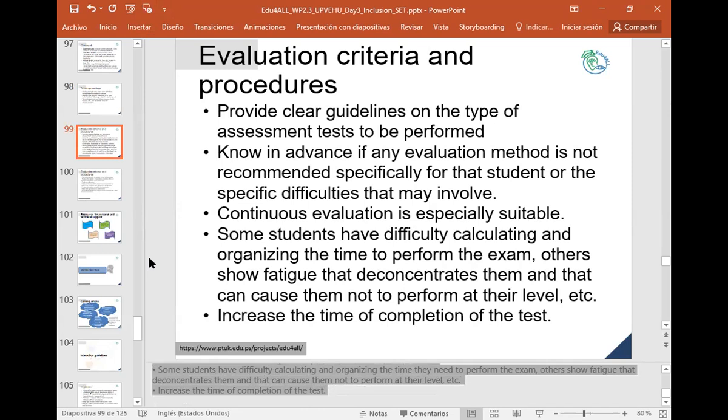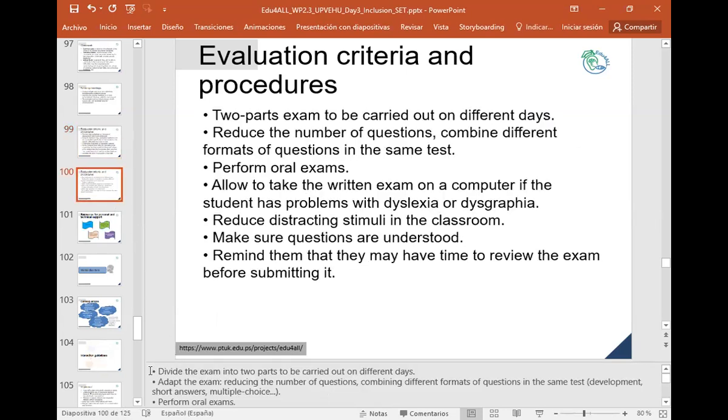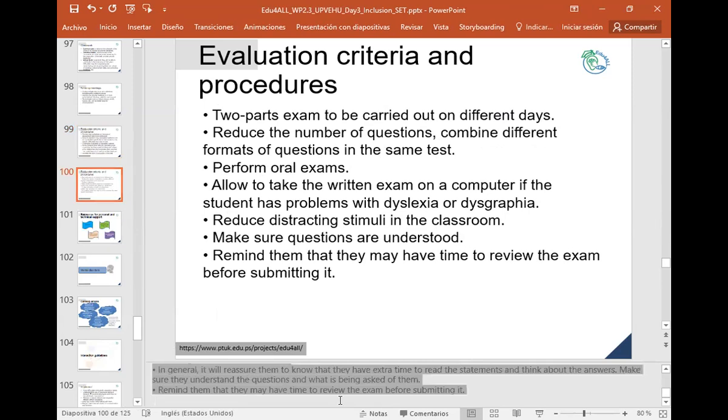Due to their characteristics and difficulties in executive functions, the feedback of each test can be of great help to improve their performance. Some students have difficulty calculating and organizing the time they need to perform the exam. Others show fatigue that deconcentrates them and that can cause them not to perform at their level, etc. Increase the time of completion of the test.